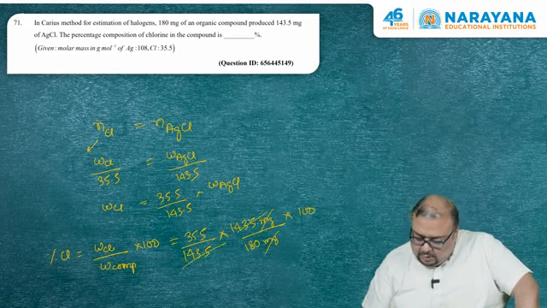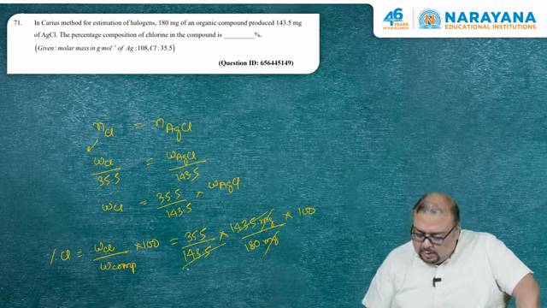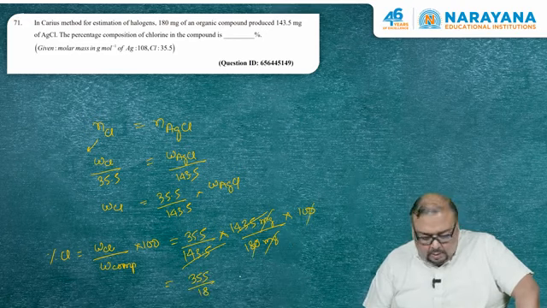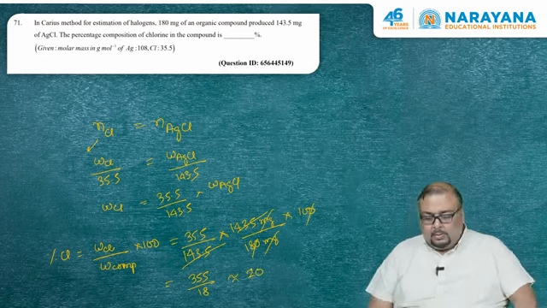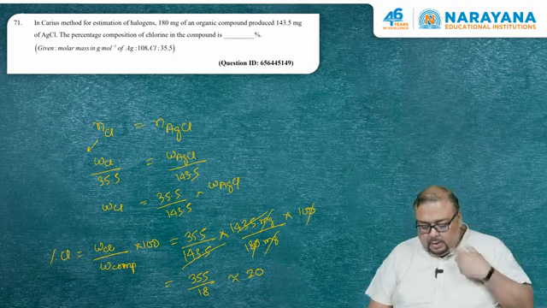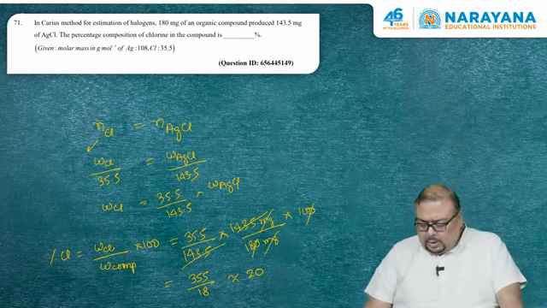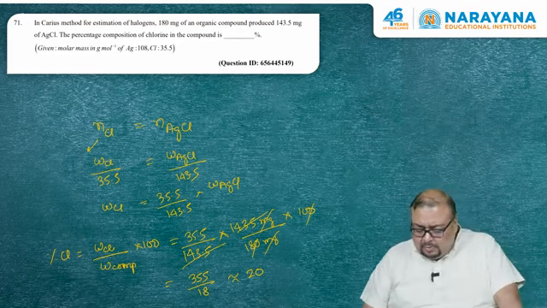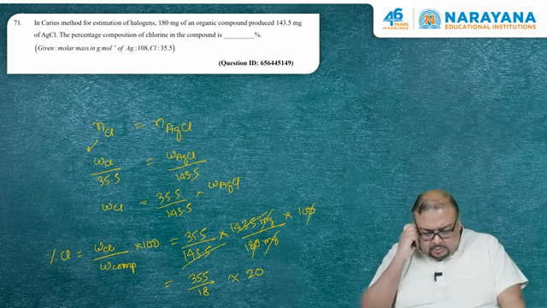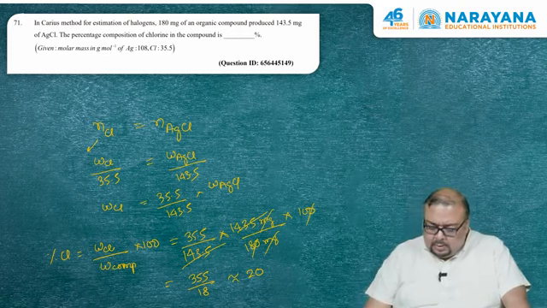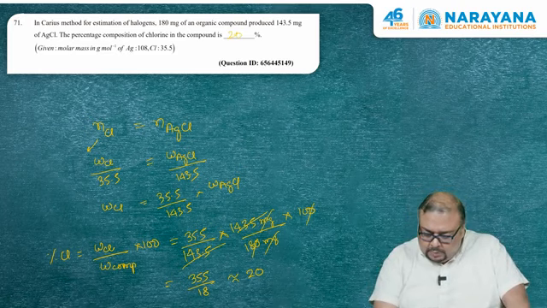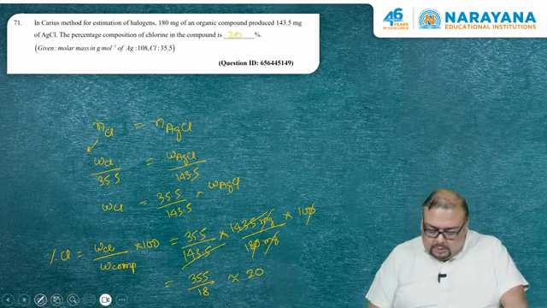Now this will cancel out, and this will be like 355 by 18. This will be close to 20. Okay, since it's a numerical value integer, the actual answer will be something like 19.72. You can approximate it to be 20. So 71 answer should be 20%. Okay, next is question number 72.